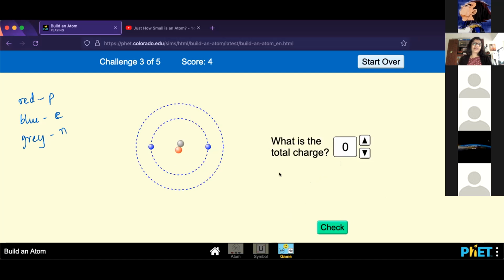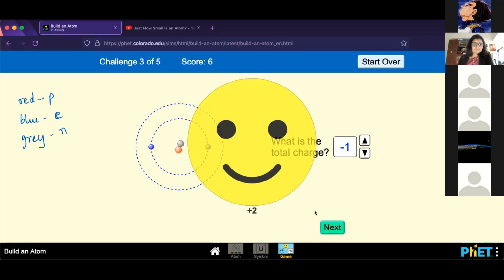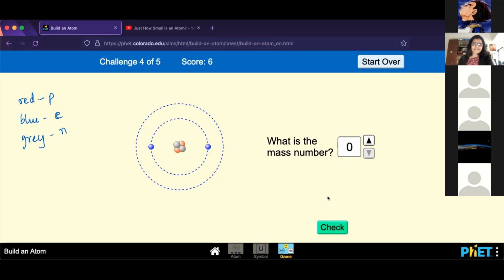Now, in the form of an atom, what is the total charge? -1. Three people said -1. No, only 2 people said -1. Did you say twice? Okay, I'll take care next time.